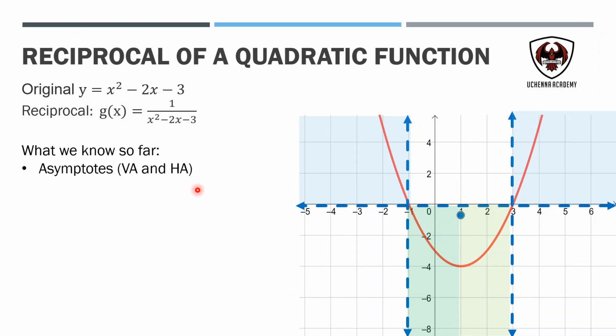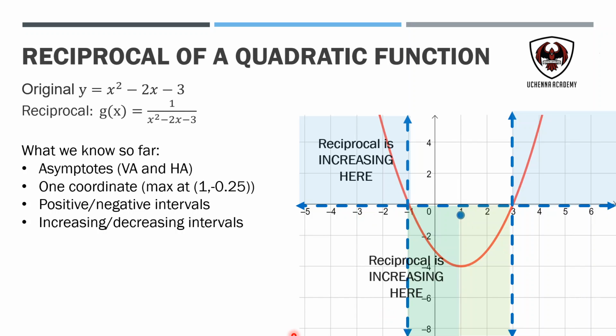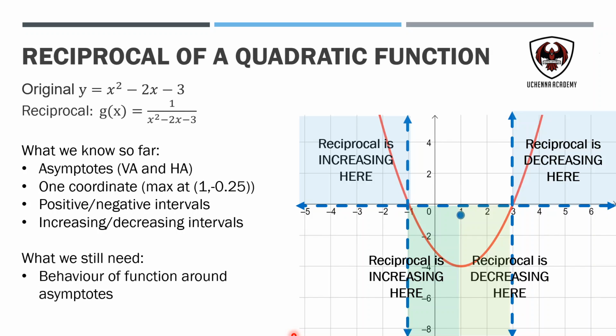What we know so far is that we've got three asymptotes, 2 vertical and 1 horizontal. We know one coordinate, the maximum. We know our positive and negative intervals, and also increasing and decreasing intervals. So the reciprocal is increasing in the first 2 sections and then decreasing in the other 2. What we still need is the behavior of the function around the asymptotes. That's the last thing that we're going to look at.